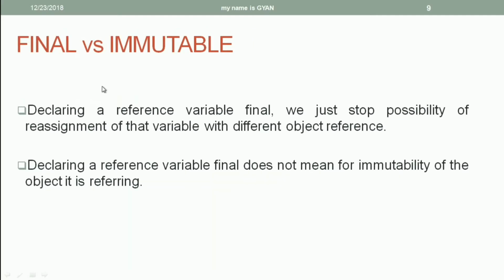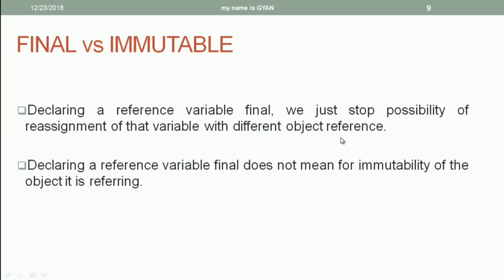Many newcomers may have confusion between final and immutability of an object. Final and immutable are two different things. By declaring a reference variable final, we just stop the possibility of reassignment of that variable with a different object reference. That means the reference variable cannot be changed to point to some other object. That means if a reference variable is final, then that reference variable cannot point to some other object. That reference variable cannot be changed.